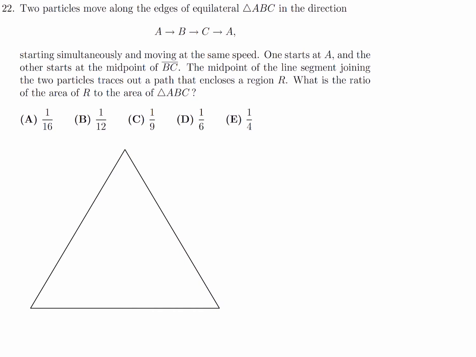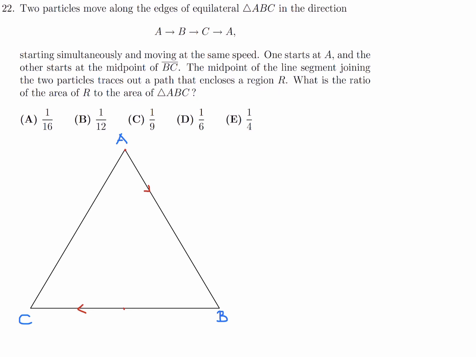So here is our equilateral triangle. Here's A, B, and C. And the first particle starts at A, so we'll denote that right here. And the second particle starts at the midpoint of BC, so approximately here. And they're going in this direction and that direction. And then eventually, they will form this region R.